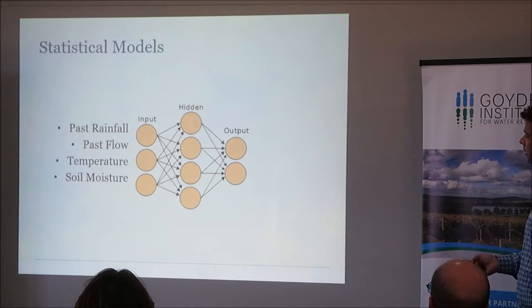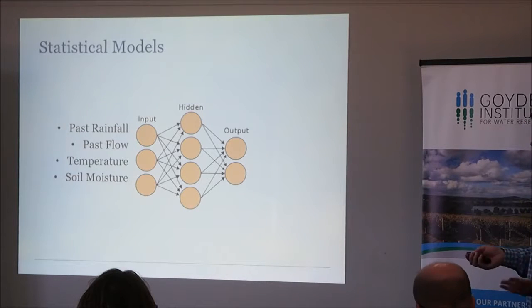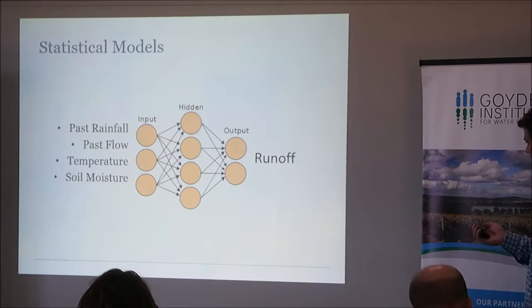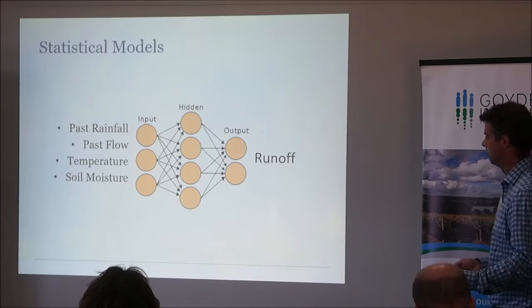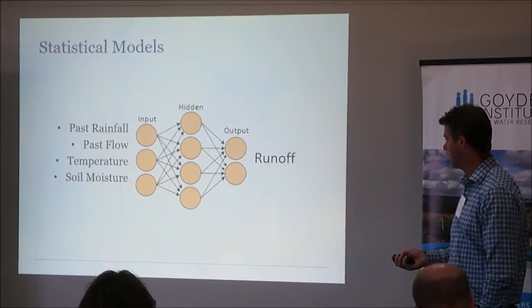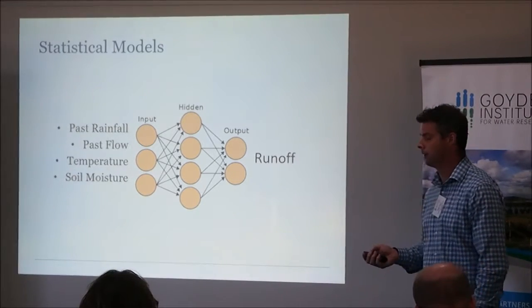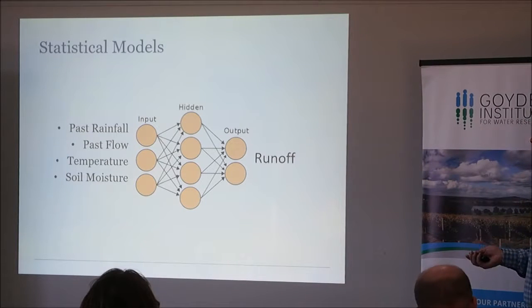So we might be passing in what the rainfall's been, what flow we had so far, the temperature, evaporation, some sort of measure of soil moisture, and we care about what the flow is coming out. And we can map those two together without having to have too many prior ideas on what the relationships might be. So they can work quite well, particularly when it's very complicated relationships. We also use these types of models in the project.